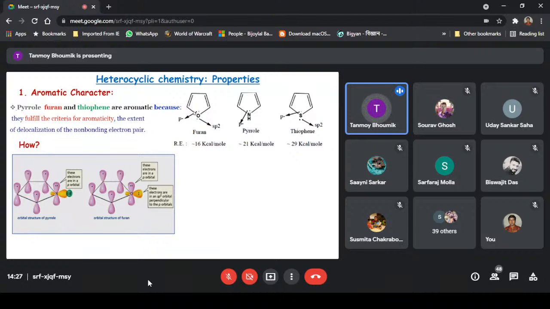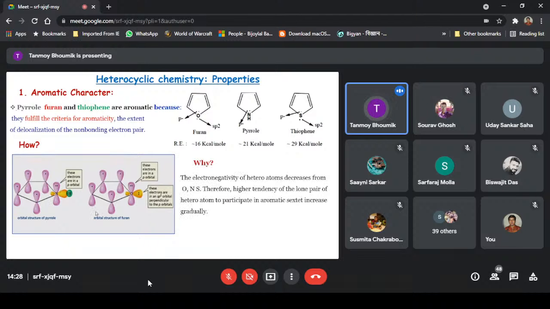Whenever you consider the 5-member ring, this is the orbital picture of the 5-member ring. For furan, this lone pair, the p electron pair, is parallel to the p orbitals, and the other electron pair is in an sp2 orbital perpendicular to this p orbital. Whereas for pyrrole, this electron pair is in the p orbital and these are the hydrogens. Now why is the resonance energy of pyrrole higher than furan, and thiophene the maximum?